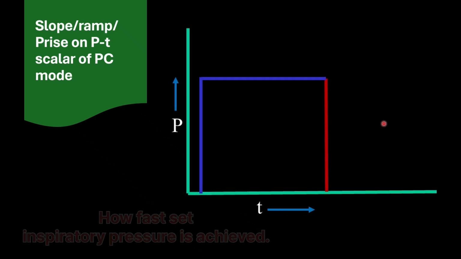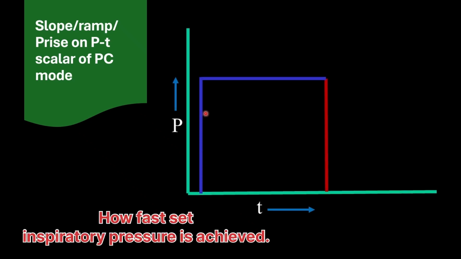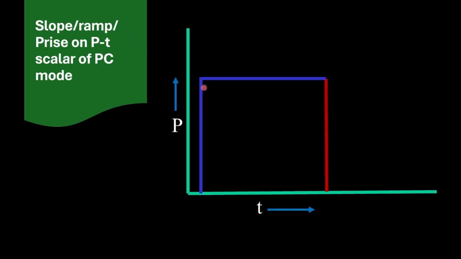Now we are going to talk about a very important term known as slope, or ramp, or P rise. These are all the same. It refers to the speed at which the ventilator reaches the target or peak inspiratory pressure, the speed with which the pressure attains the maximum inspiratory pressure. So here it is 0. There is no steepness at all.